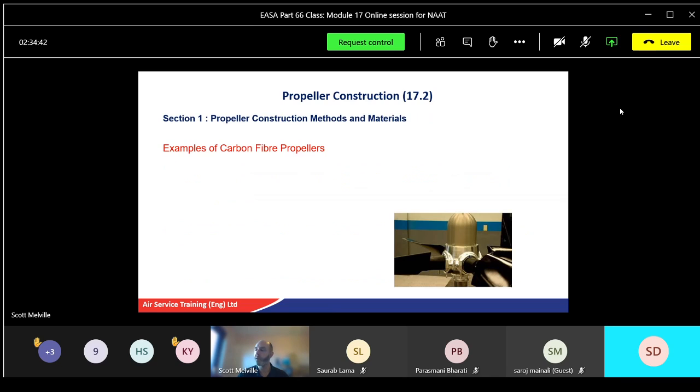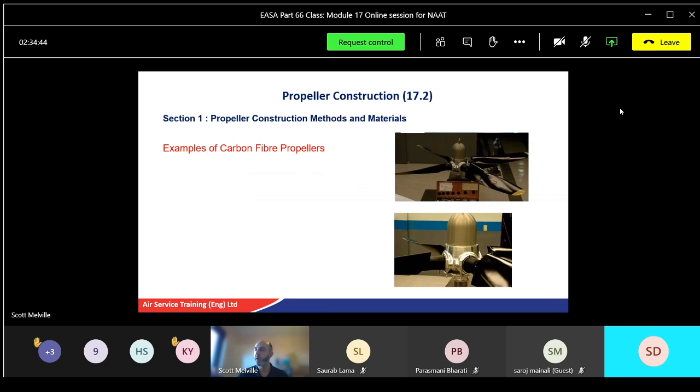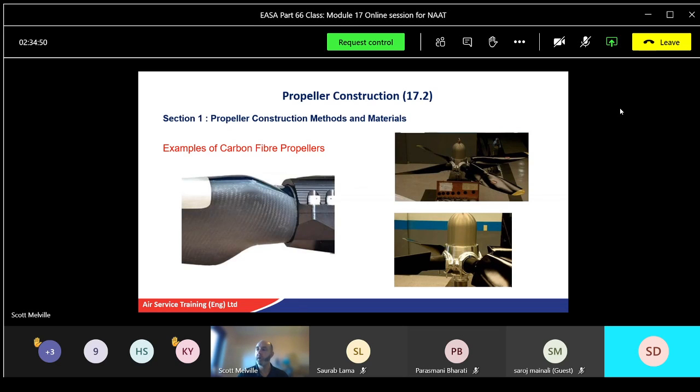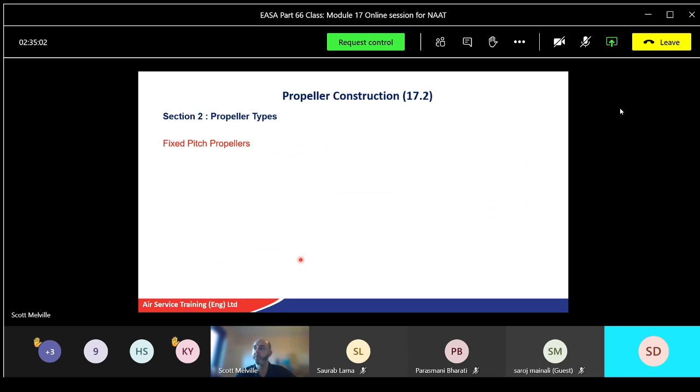Examples of carbon fibre propellers, diagrams there. Usually by the sort of black coating, you can see there. Very strong, and you can see the grains of the carbon fibre. Interweaving cross-member type bits and pieces. Again, helicopters these days use them as well. Very strong and robust.